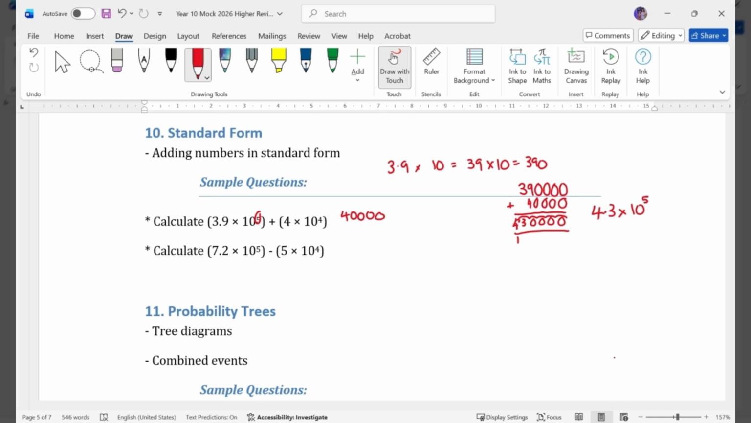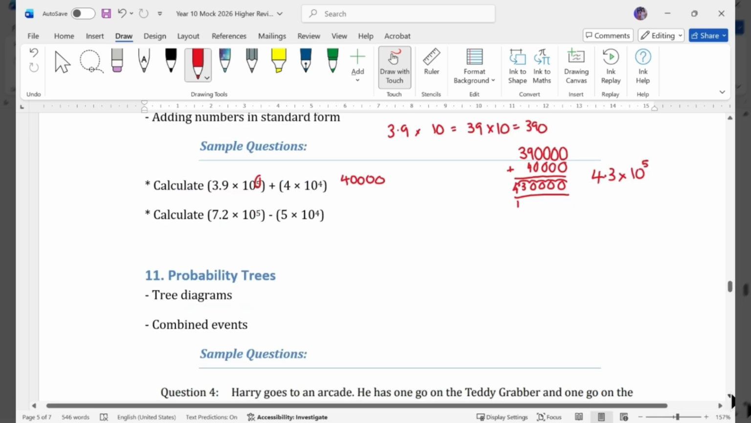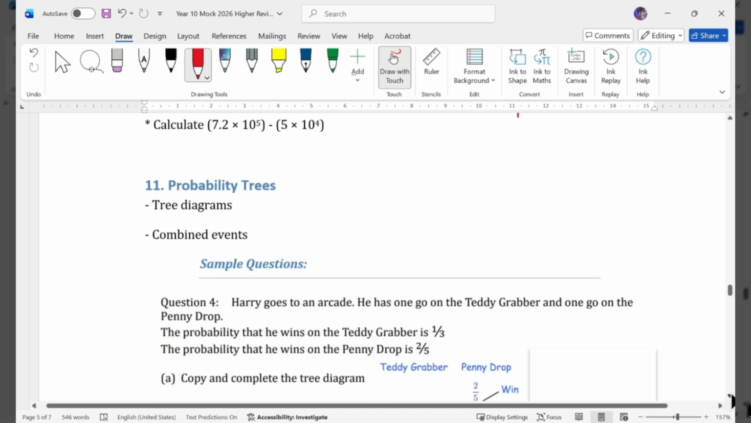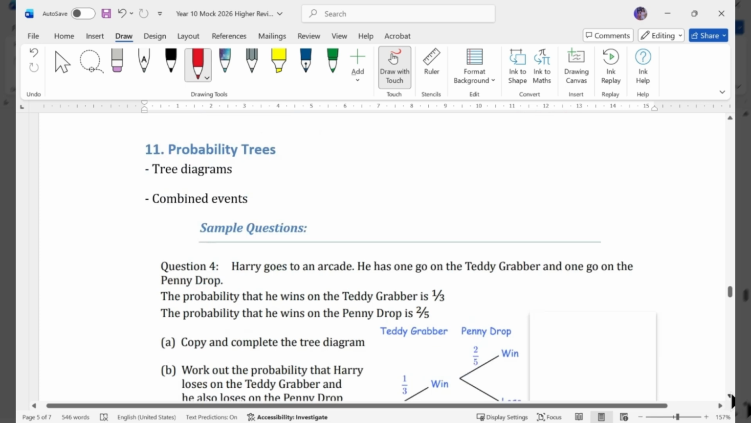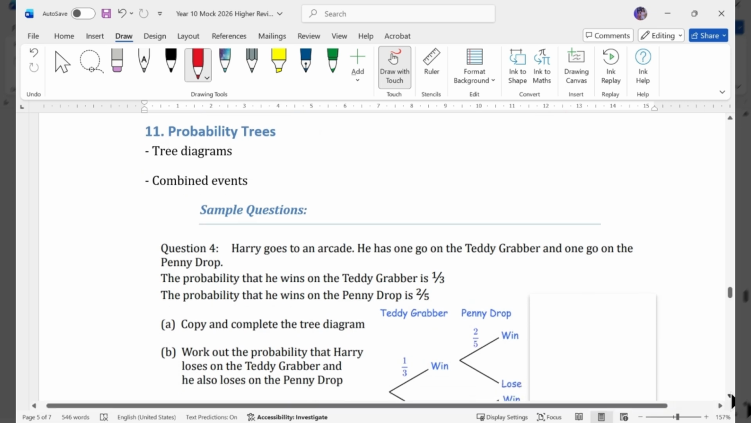Okay, exactly the same, but with a takeaway. You try it, because there's something wrong with this pen, and I'm just worried. We've got limited time left to get good written answers down for you. Okay, so probability trees. So we're looking at finishing tree diagrams and then some combined events.